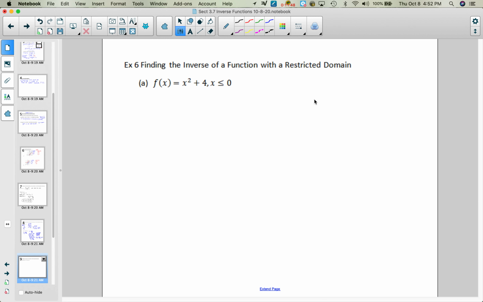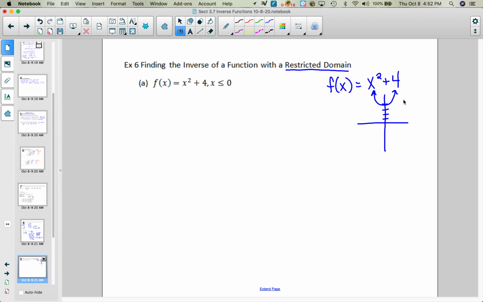All right, so now what do you do when you need to find the inverse of a function with a restricted domain? And you might wonder, well, why would you even need a restricted domain? So let's think about the function f of x equals x squared plus 4, and what if we didn't have a restriction on that? So, think about f of x equals x squared plus 4 with no restriction. Well, you guys know that's just the parent graph of the parabola that's raised up 4. So it's something like this.